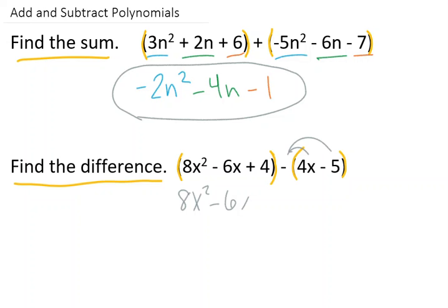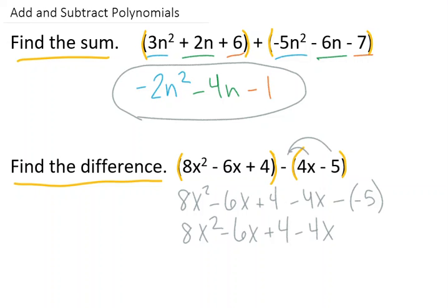So 8x squared minus 6x plus 4, and then I'm going to subtract the 4x, and I'm going to subtract the negative 5. And going one step further, I'm going to rewrite this whole thing because what I want to do is to see this last term clarified a little bit, because subtracting a negative number is the same as adding, and so I want to simplify that a bit before I start combining my like terms.